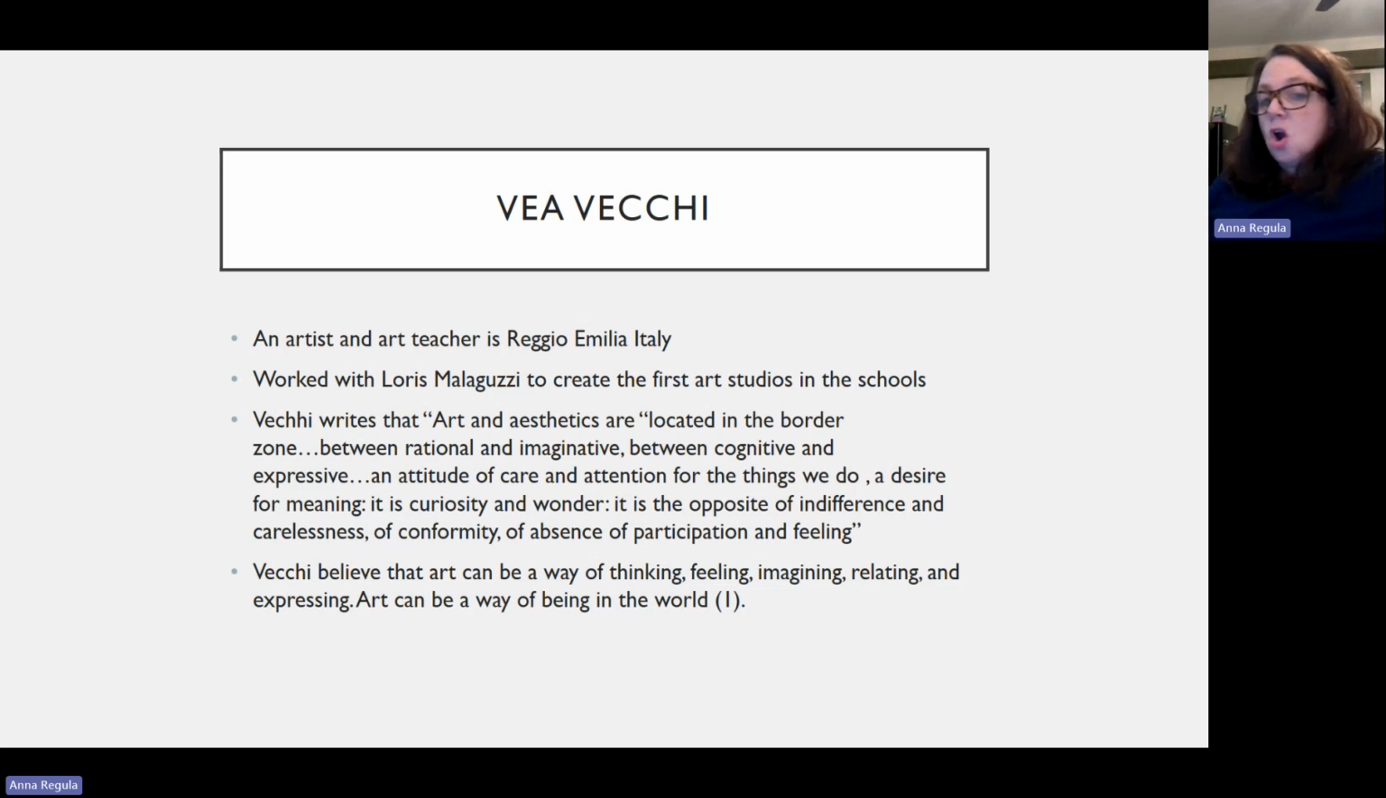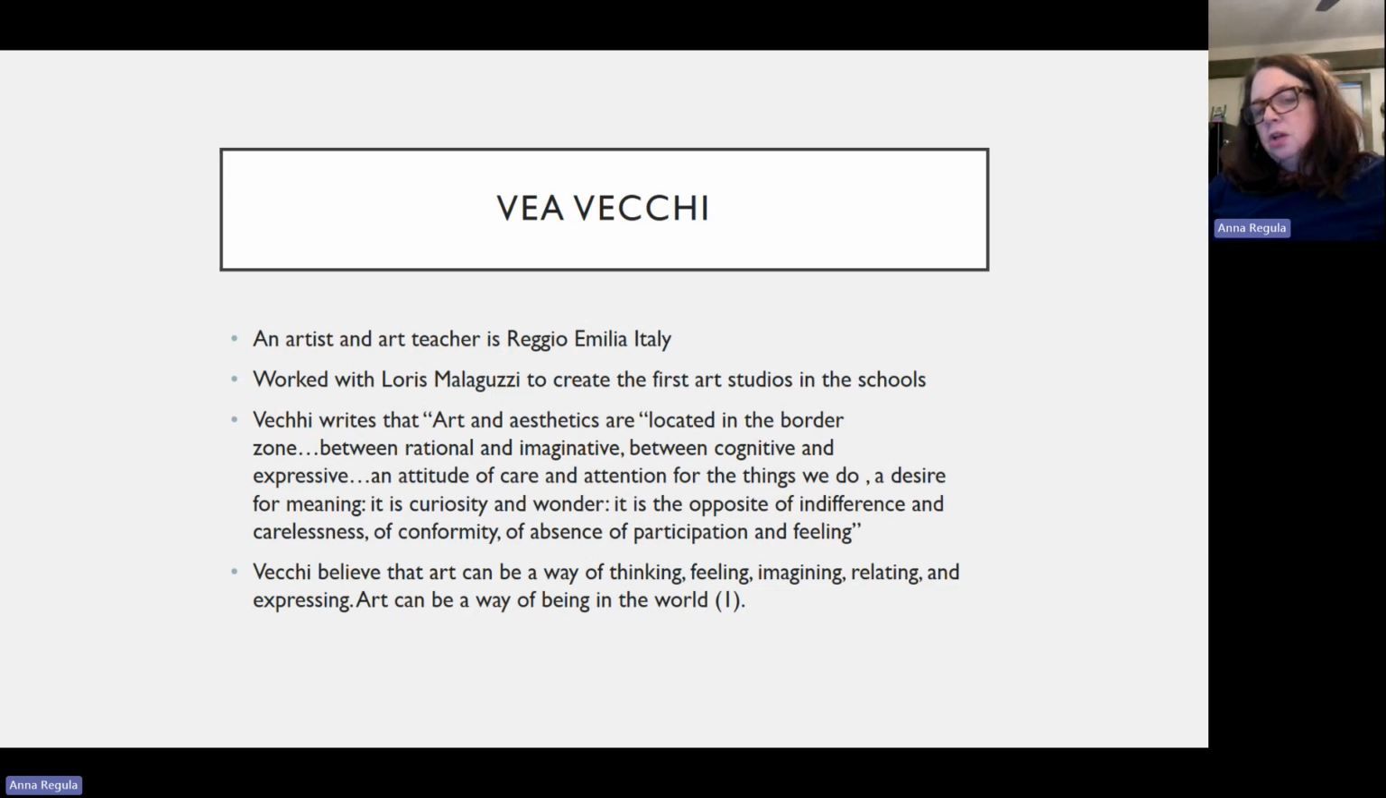Vecchi writes that art and aesthetics, the way something looks, I believe, are located in the border zone between rational and imaginative, between cognitive and expressive: an attitude of care and attention for the things we do, a desire for meaning, and it is curiosity and wonder. It's the opposite of indifference and carelessness, of conformity, of absence of participation and feeling.